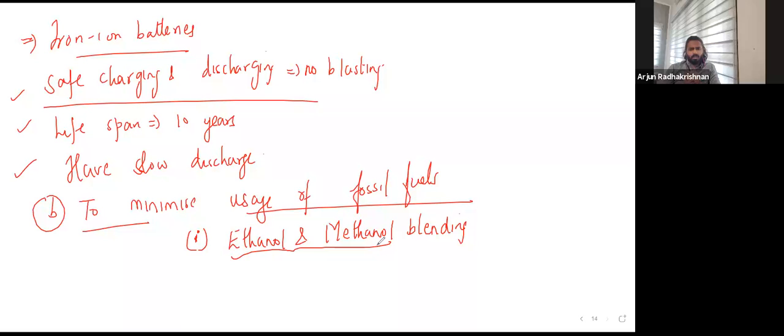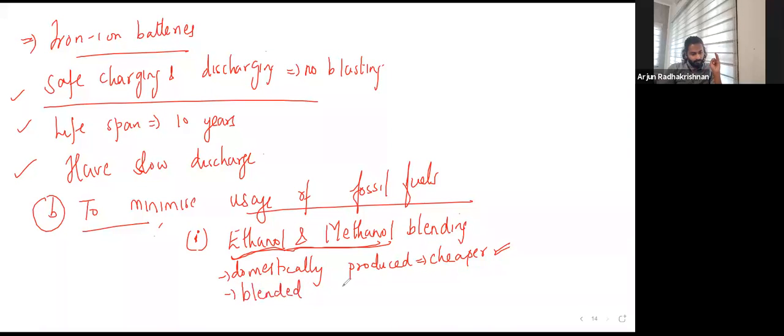You might have studied about this in environment also. Ethanol-methanol blending. So first, it will be cheaper. You can just take this down if you want. Ethanol and methanol are domestically produced, hence it will be cheaper. Second, they can be blended easily with petrol and diesel.